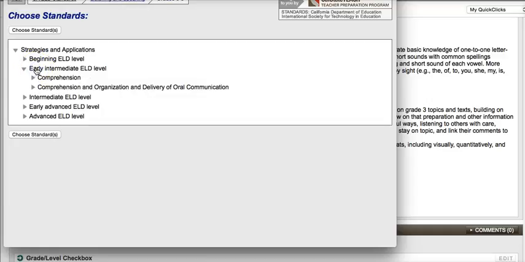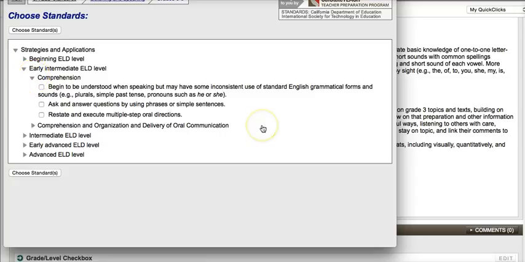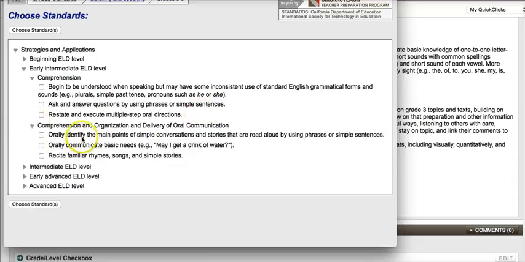And so an early intermediate student in speaking and listening, and we are going to talk about comprehension, organization. Let's just look at comprehension and see if this is going to meet our need for the design of the lesson. They will begin to be understood when speaking, but may have some inconsistencies in grammar. They can ask and answer questions, and they can restate multi-step directions. And in organization, they can identify main points of simple conversations and stories that are read aloud, orally communicate basics, and recite familiar rhymes.